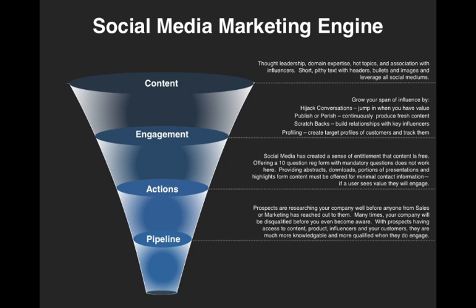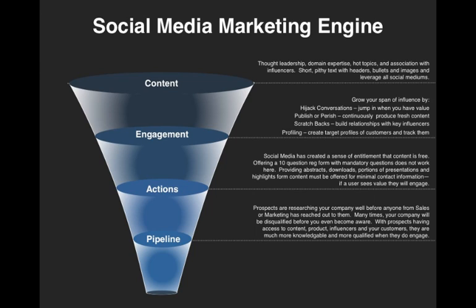Social media marketing engine. Content. Content is used to establish thought leadership, establish domain expertise, communicate hot topics, and associate with influencers. Short, pithy text with headers, bullets, images, and leveraging all social mediums is key. Engagement. Grow your span of influence by hijacking conversations. Jump in when you have value.